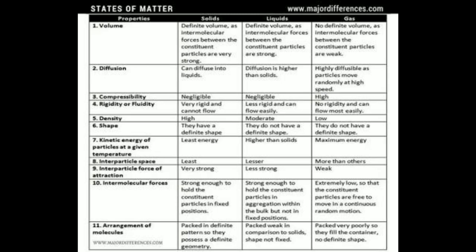The last property is the arrangement of molecules. In the solid state, particles are packed in a definite pattern, so they possess a definite geometry. Geometry means shape here. Why are the shapes regular for the solid state? The reason behind it is that they are arranged uniformly, not randomly. Due to this reason only, solids have fixed geometry.